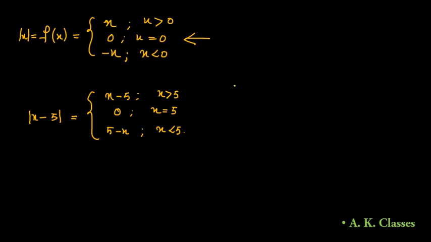For modulus of x, there is only one breakpoint. The breakpoint is x equal to 0. This is the breakpoint. BP for breakpoint. Okay. For this case, the breakpoint is 5. Okay. So both of these functions have only one breakpoint each.